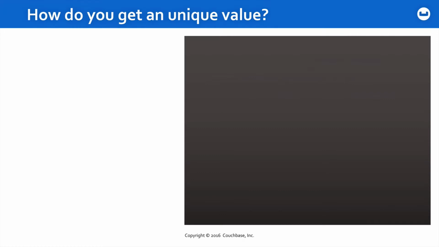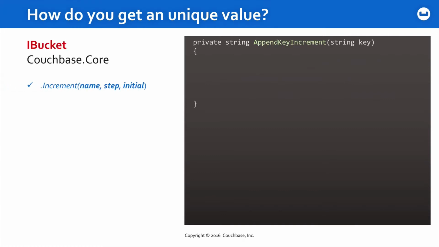So how do you go about getting a unique value? Well, we're back to the bucket, as you might expect. It supports an increment operation that takes name, step, and initial value as parameters. The name is the name of the document that's going to be created. It's the name that you use to reference which unique value you want to work with. Step is how much the value is incremented in any given execution of the increment operation. And initial is the initial value for the document. It's where it all starts. As you'd expect, step and initial default to 1 if you don't otherwise specify.